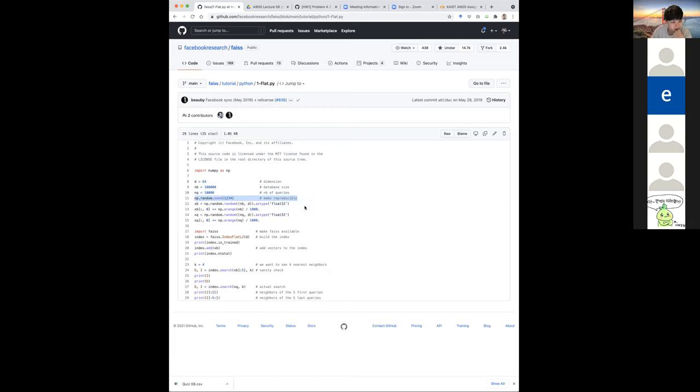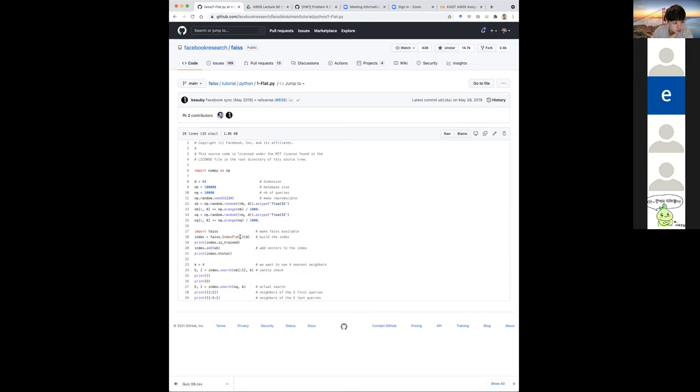And then we create a database, which is XB, and we create queries, which is XQ. And of course, they're both random, just for toy experiments. And then how we build an index with FAISS is that we first import FAISS and then we build a flat index. You don't have to train it because there is nothing to tune. It's a flat index that you just do brute force search.